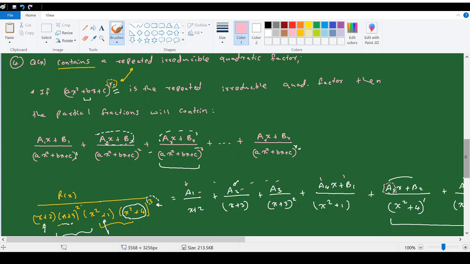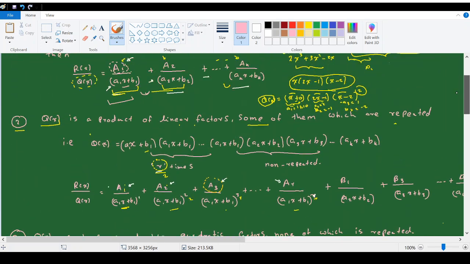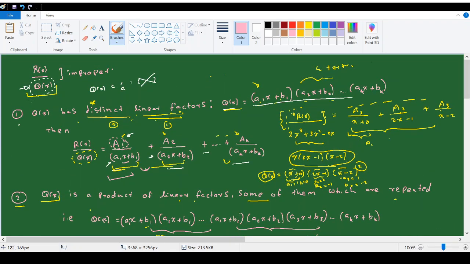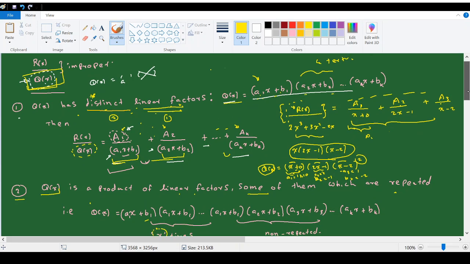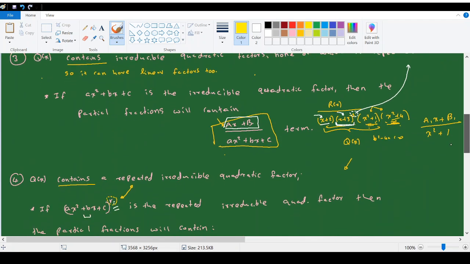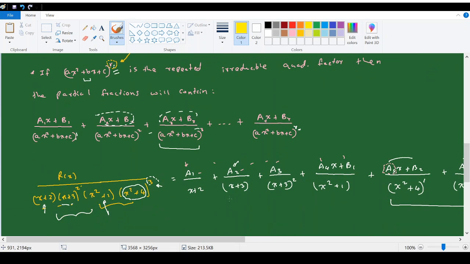So the summary that you should have is, we are dealing with improper fractions, and for these 4 categories, first we should look at the denominator, and depending on whether it has linear factors, quadratic factors, and whether the linear factors are repeated and whether the quadratic factors are repeated, or whether we have all those categories, we allocate a separate portion.